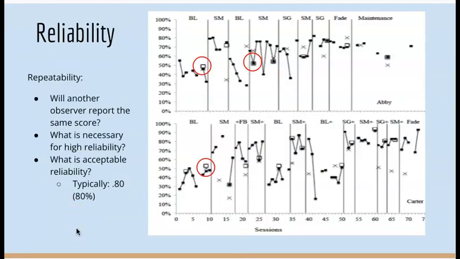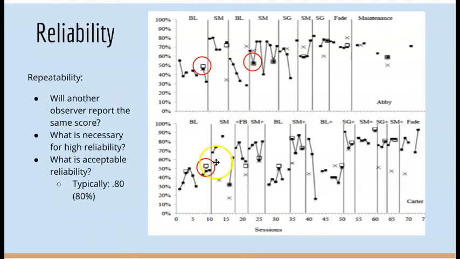The last thing I want to talk about is reliability, and reliability is repeatability. Essentially, you're looking at, will another observer report the same score as you do? So think about, and we'll discuss this in class, what is necessary to have high reliability? First of all, you need to have a really clear-cut, observable, measurable definition. Both of you need to have confidence that you're measuring the same thing.